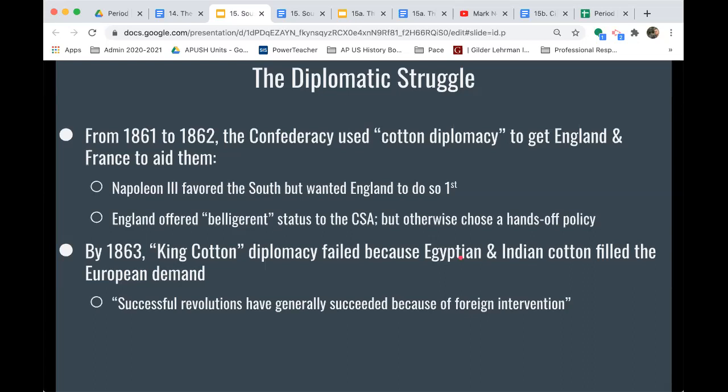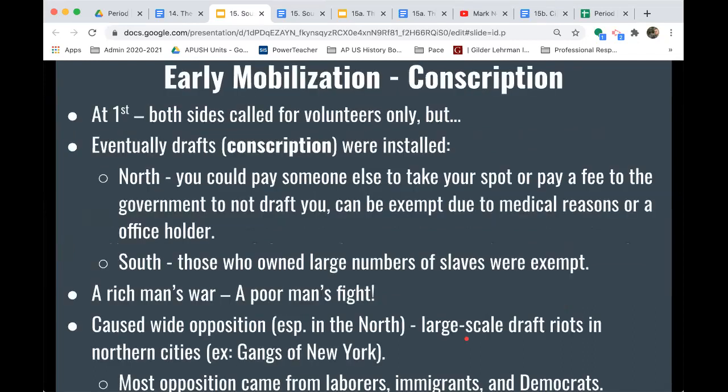But if you think about revolutions over time in history, most successful revolutions against the country that currently runs you or rules you or controls you have been successful because of foreign intervention. Right? The US Revolution is successful because of France's help. In this case, one of the main reasons the Confederacy fails is because of a lack of foreign intervention.